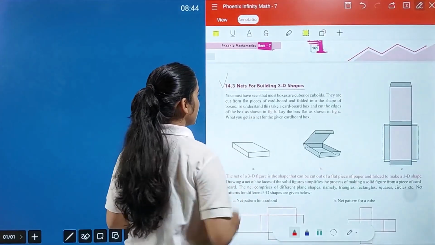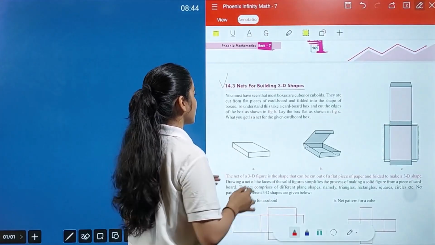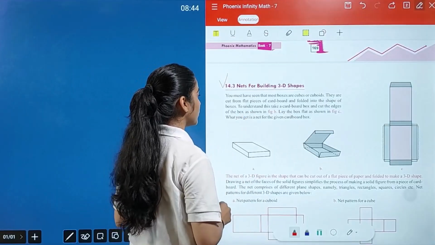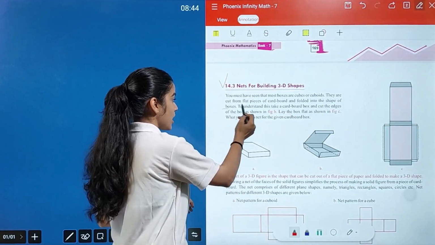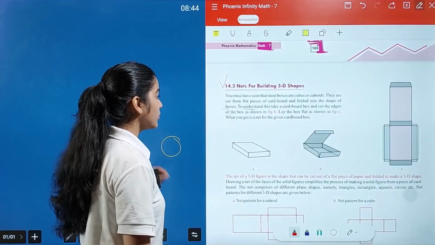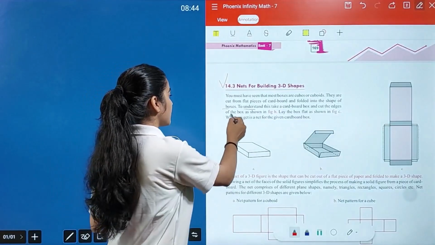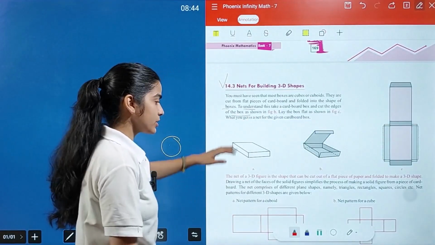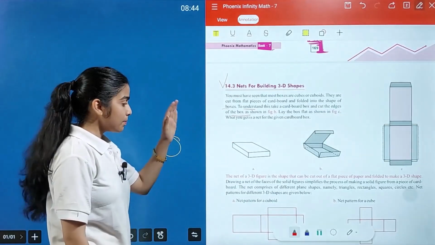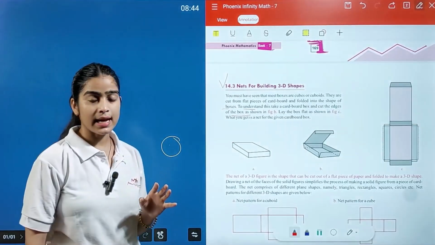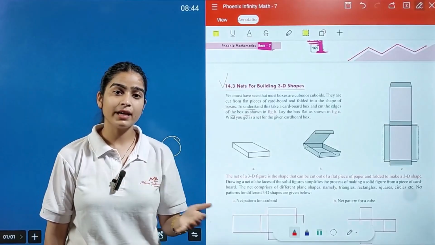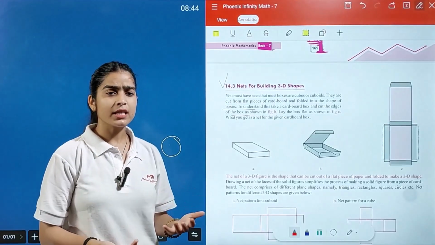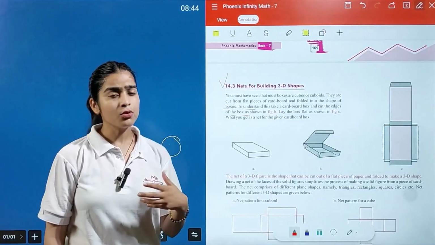You must have seen that most boxes are cubes or cuboids. They are cut from flat pieces of cardboard and folded into the shape of boxes. To understand this, take a cardboard box and cut the edges of the box as shown in figure B. This is your activity which you have to perform. By performing this activity, you understand how we have a flat surface, a net figure, from which we make a 3D shape.